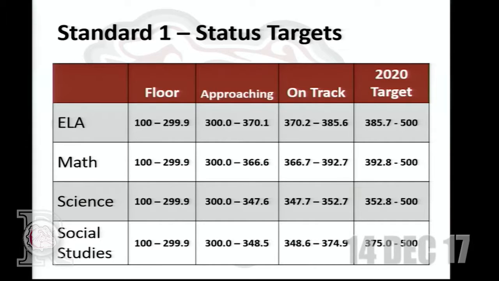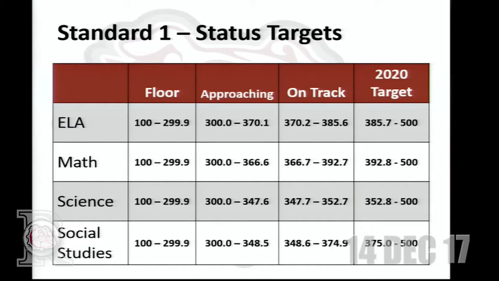The handout that I gave you, this is the first page. This is standard one, what we call the status targets. This is the measurement of how your kids are performing overall on state assessments. So on ELA, Math, Science, and Social Studies, those numbers represent the MAP Performance Index that I referenced earlier.